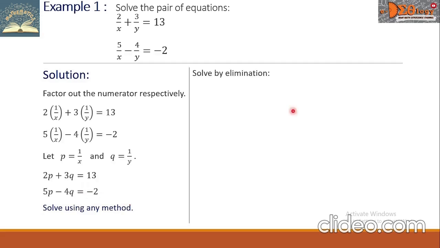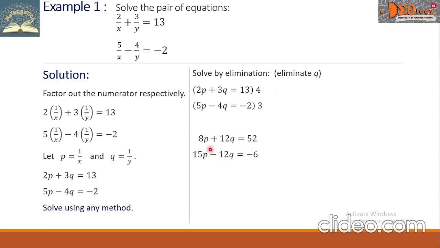Let us solve this by elimination. We copy our equations in here. Now let us eliminate q. In our process, we multiply the first equation by the coefficient of q in the second equation, and vice versa. So it becomes like this. First equation times 4, second equation times 3.